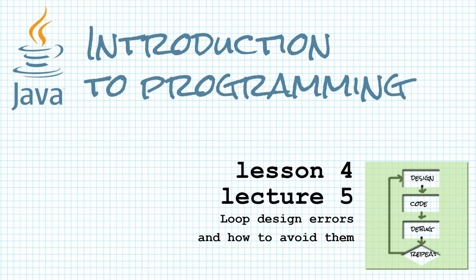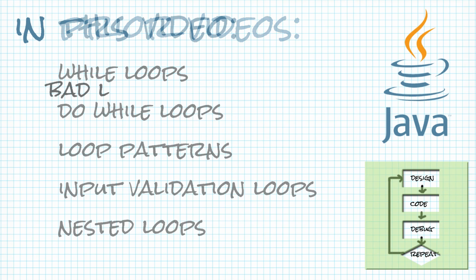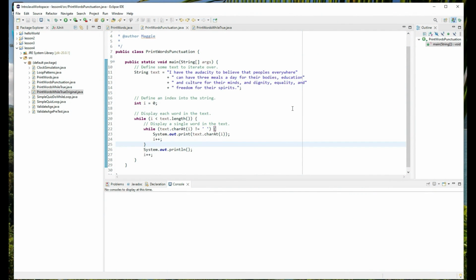This is the 22nd video in the Introductory Programming in Java full course and the 5th video of Lesson 4, Looping Structures in Java. So far we've covered while loops, do-while loops, looping patterns, input validation loops, and nested loops. In this video we're going to talk about some bad loop design habits and how to fix code with these mistakes. Let's get right into it.